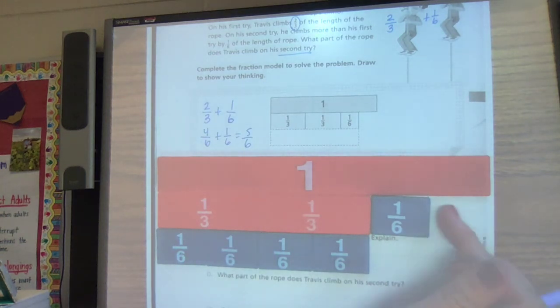That also makes sense because I was almost to a whole. And if I had my other 1/6, that'd be 6/6. Take one away, that's 5/6. Okay?